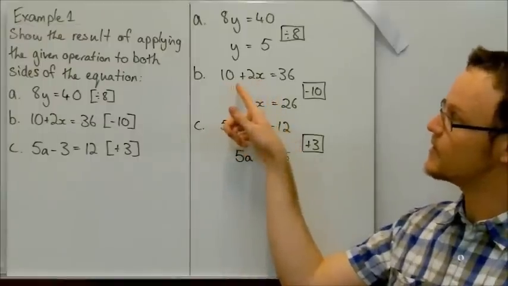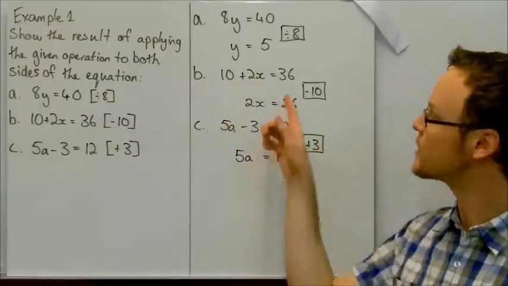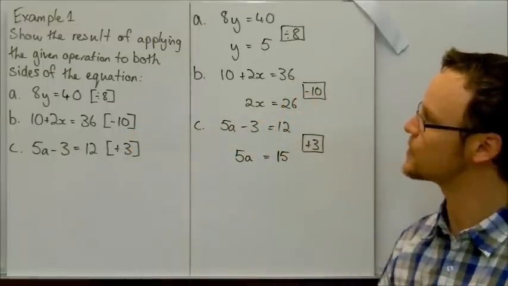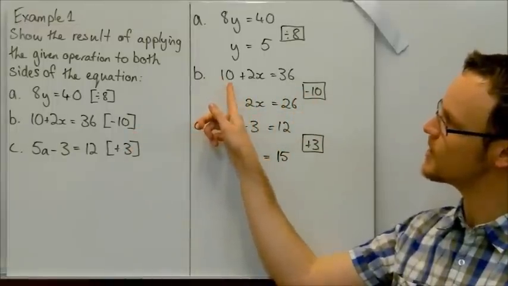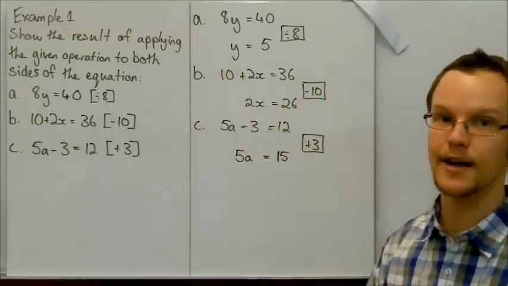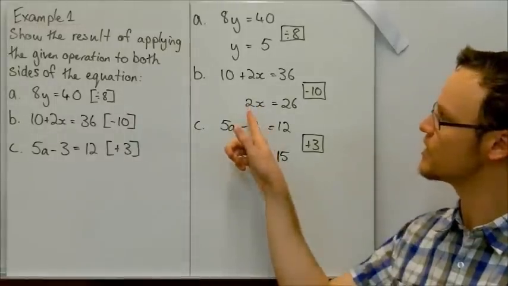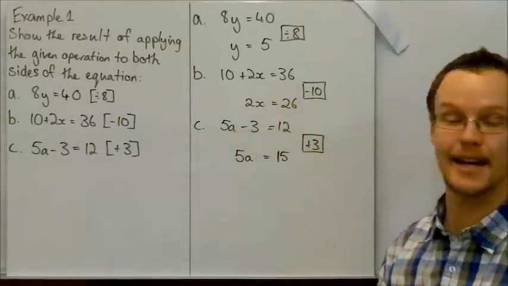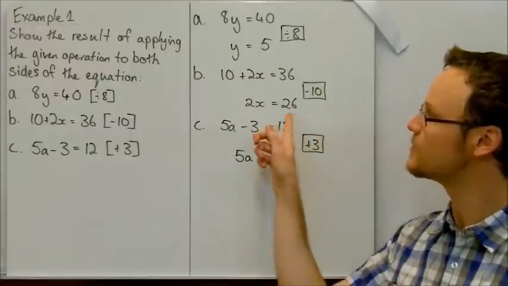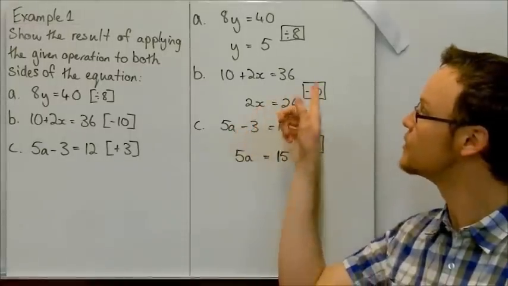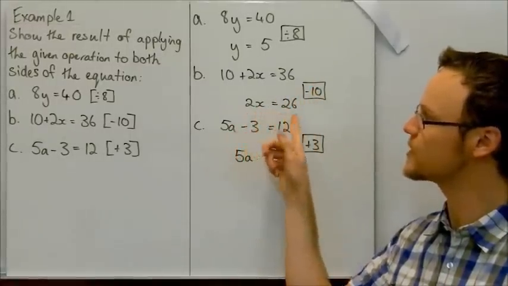Our second one here: 10 plus 2x equals 36. We're asked to take away 10 from both sides. If we take away 10, 10 minus 10 will get rid of this 10 here, so we're just left with 2x. And we take 10 away from 36 as well, and we get 26. So doing this operation gets 2x equals 26. It's an equivalent equation.